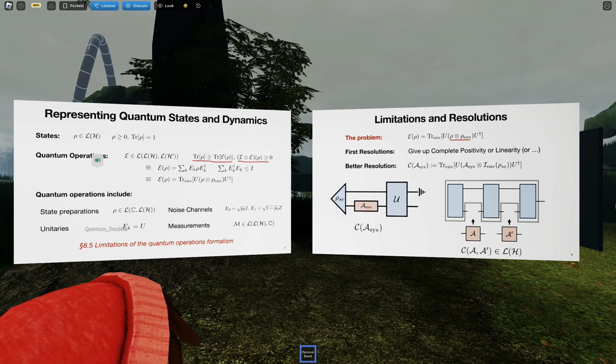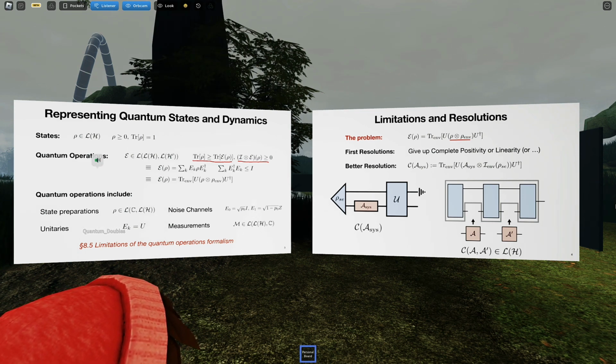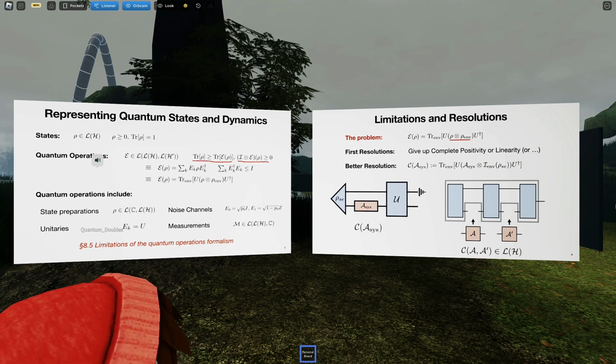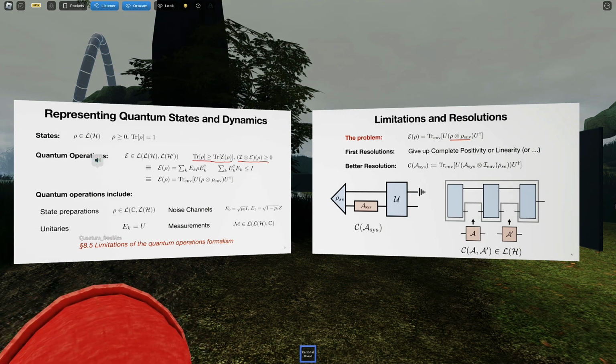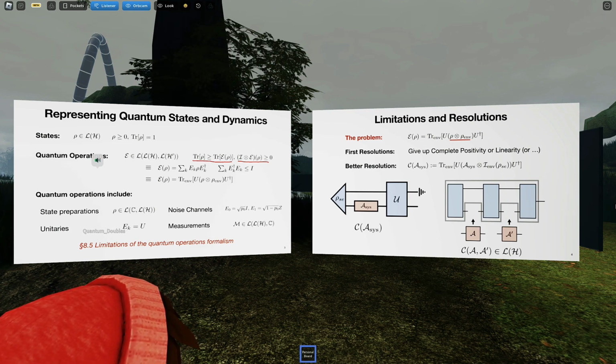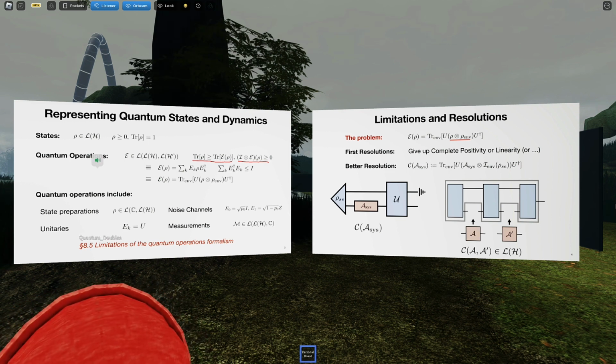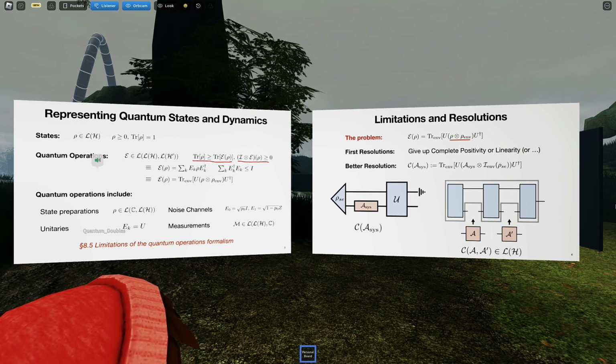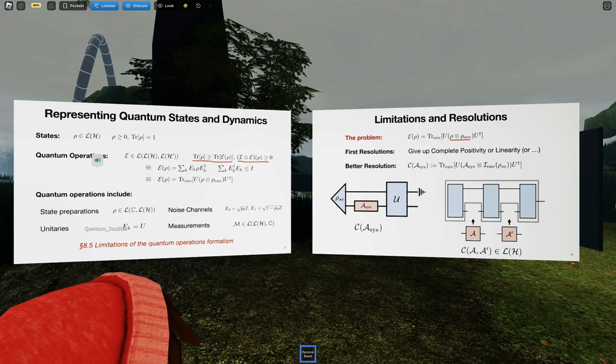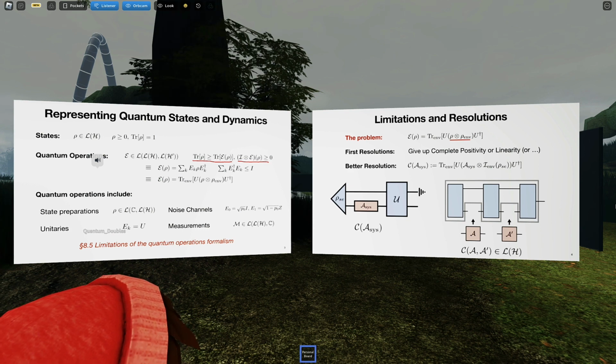In particular, with state preparations, as I said before, I want a way of representing a quantum system, both its state and its evolution. This seems to do both of these things at once. We can represent the state as a quantum operation, a state preparation, and then these various other evolutions. But if you keep reading in Nielsen and Chuang and you get to section 8.5, it does say that this formalism has limitations. Unfortunately, this is where the textbook stops. And this is where we're going to take off towards quantum combs.